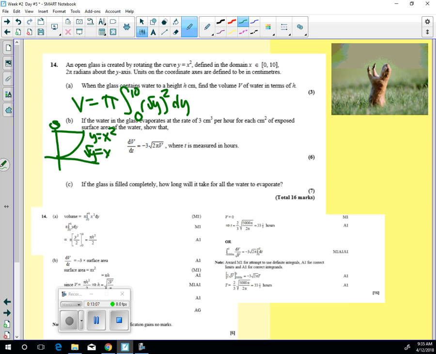And then when you work this out, it's going to be pi. I think they're going from 0 to h, though, aren't they? When the glass contains water at height h, yeah. So you're going to go y squared over 2 going from 0 to h. And so you get pi y squared, or pi h squared over 2.